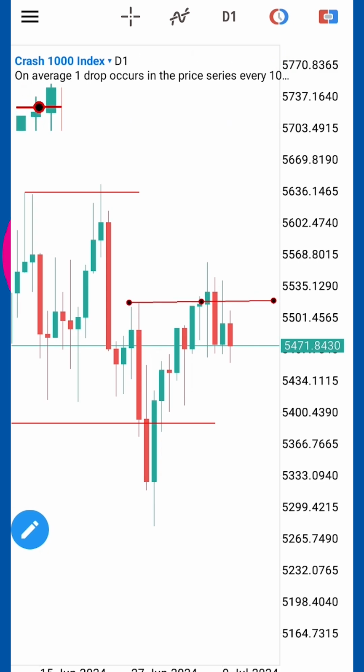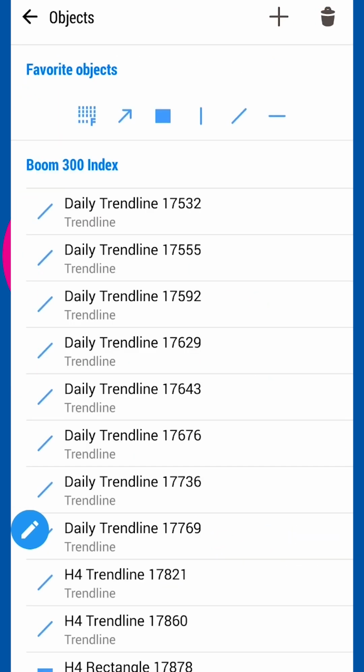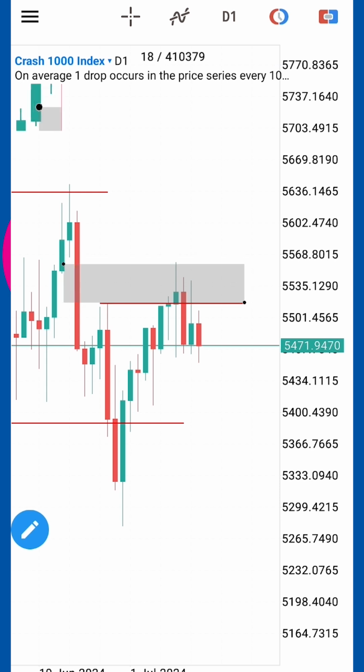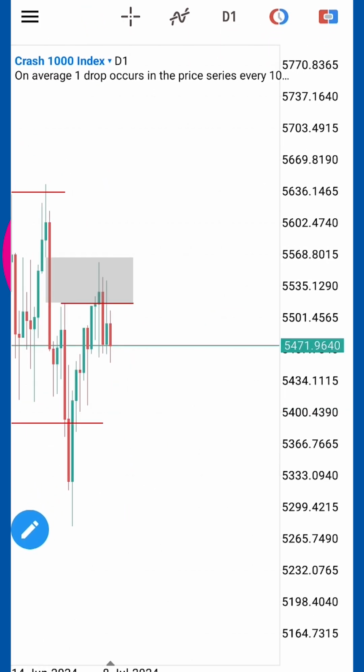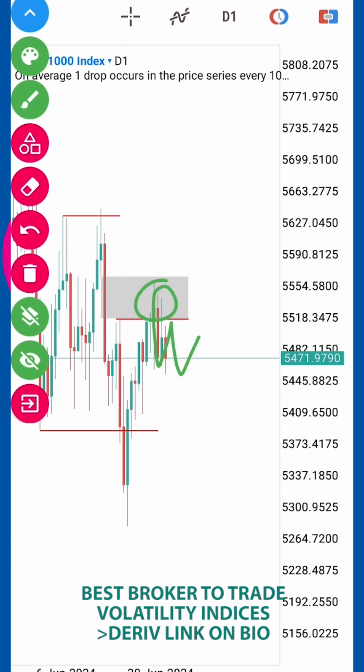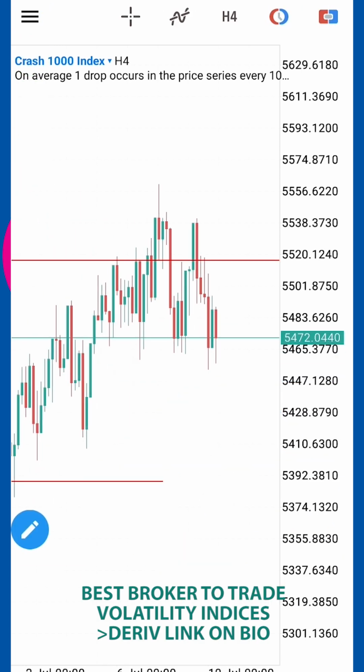So within the range, what you see is that it did a liquidity grab above that high and simultaneously it filled the imbalance within the range. So from there on we see that price sort of formed a bit of a market structure. Now it wants to propel downwards.